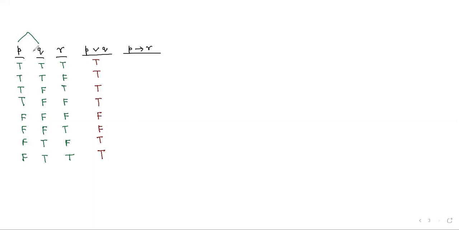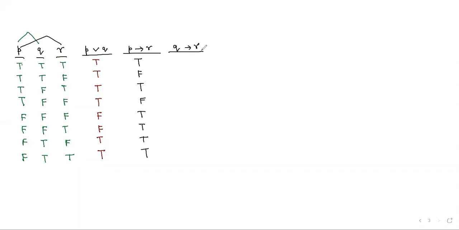Okay, P implies R means I am going to check these two now. P implies R: hypothesis is true, conclusion is true, so this will be true. Hypothesis is true, conclusion is false, so this will be false. Hypothesis true, conclusion true, it will be true. Hypothesis true, conclusion false, so it will be false. Hypothesis false, conclusion false, so this will be true. Hypothesis false, conclusion true, it will be true. Hypothesis false, conclusion false, true. Hypothesis false, conclusion true, so it will be true.